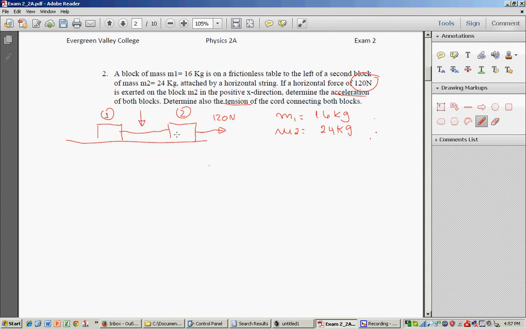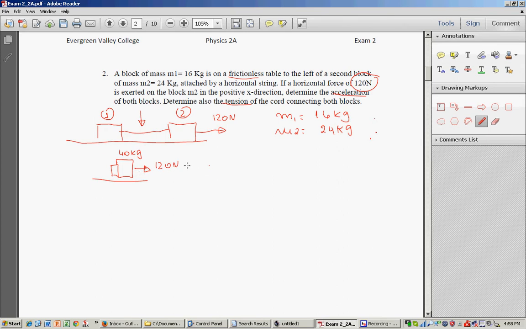The simplest one is when you imagine these two blocks to be just one block. The total mass of these two blocks is 40 kilograms. So we have a block of 40 kilograms that is being pulled by a 120 newton force to the right, and in this case it's frictionless, so we don't have friction. We also have the weight and the normal force, but since they don't act in the direction of motion, we don't need to worry about them now.